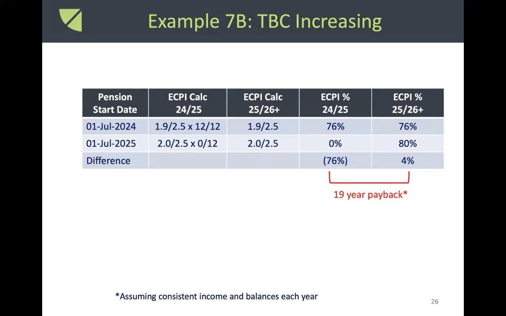So this time, by delaying, you'd be getting a 19-year payback period or only about a 5% return or thereabouts. I'd be inclined to start the pension earlier here, start the pension on the 1st of July 24. Now, of course, it's too late to make this decision because if you were starting the pension on the 1st of July 24, you should already have done so.